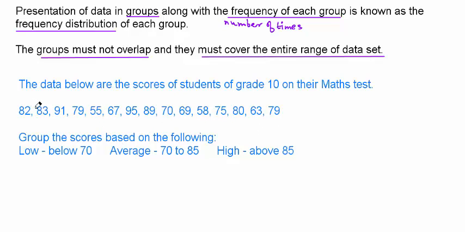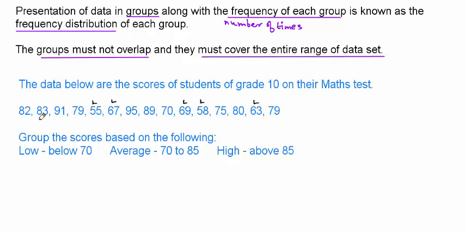So let's start by picking the low scores from this list. We have low here, another low here, below 70 is low. 70 is not low, it's an average score, average is 70 to 85. 69 is low, 58 is low, 63 is low.